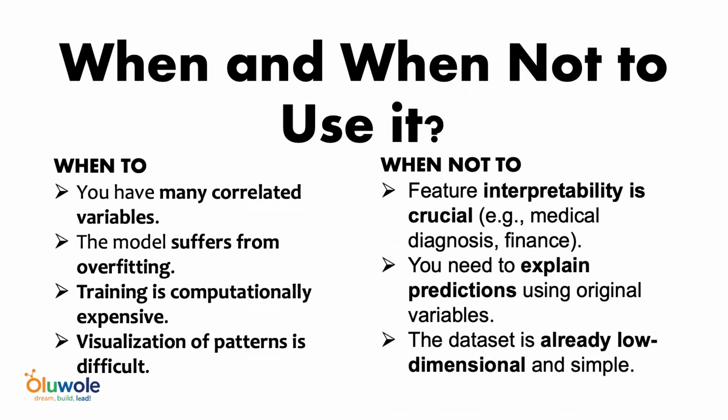Then when not to use compression: when feature interpretability is crucial. Exactly. Maybe for medical diagnosis and finance, things like that. We need some features that are necessary. And it works when you want to do maybe your EDA, exploratory data analysis. Yeah, exactly. But not for building your model. Then when you need to explain predictions using original variables.